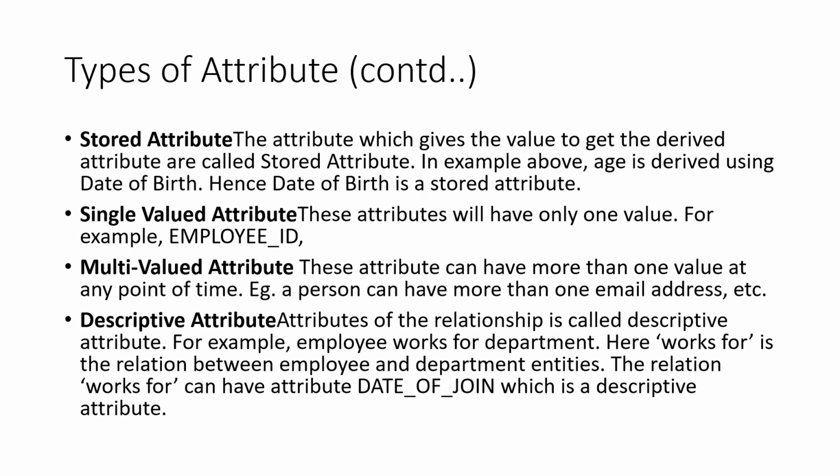These attributes can have more than one value at any point. For example, a person can have more than one email address, more than one car, anything which he can have. Phone numbers can be multiple. His houses can be multiple. Property can be multiple. So, multi-valued attribute means a person has a number of things.